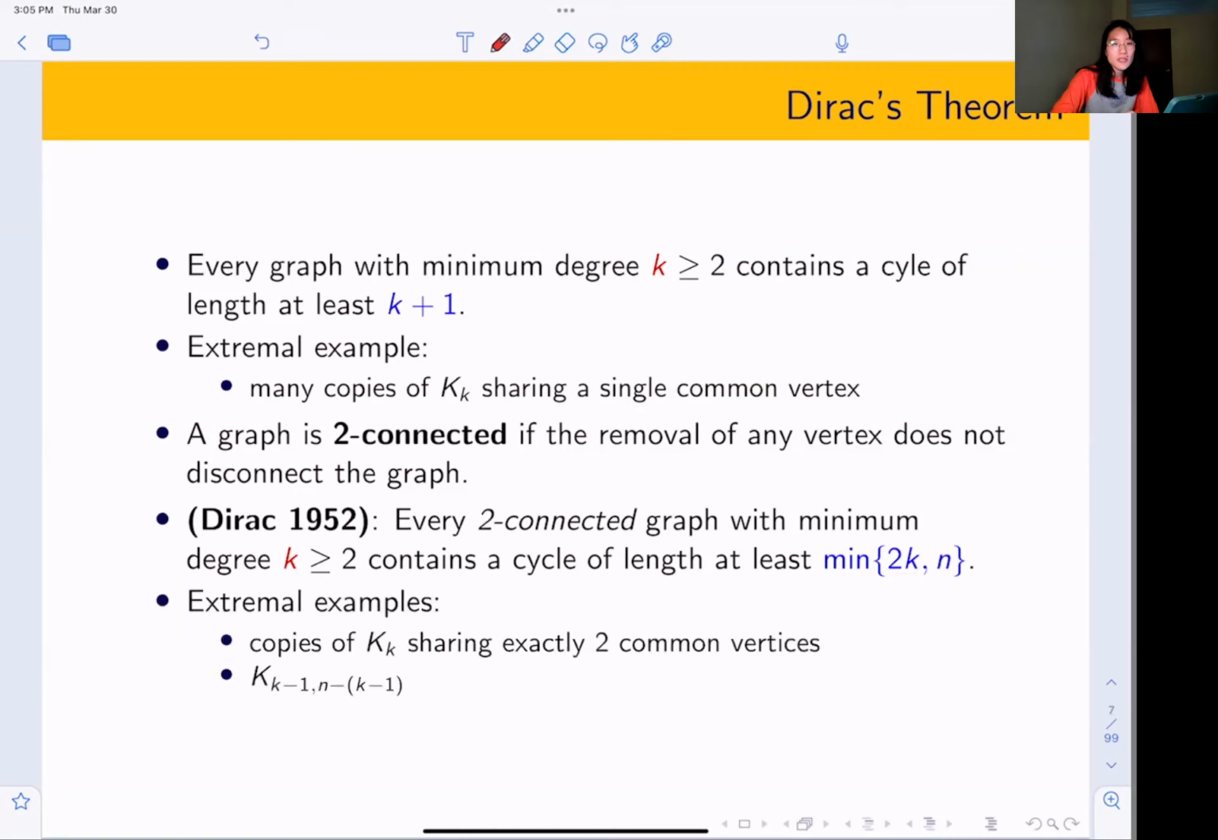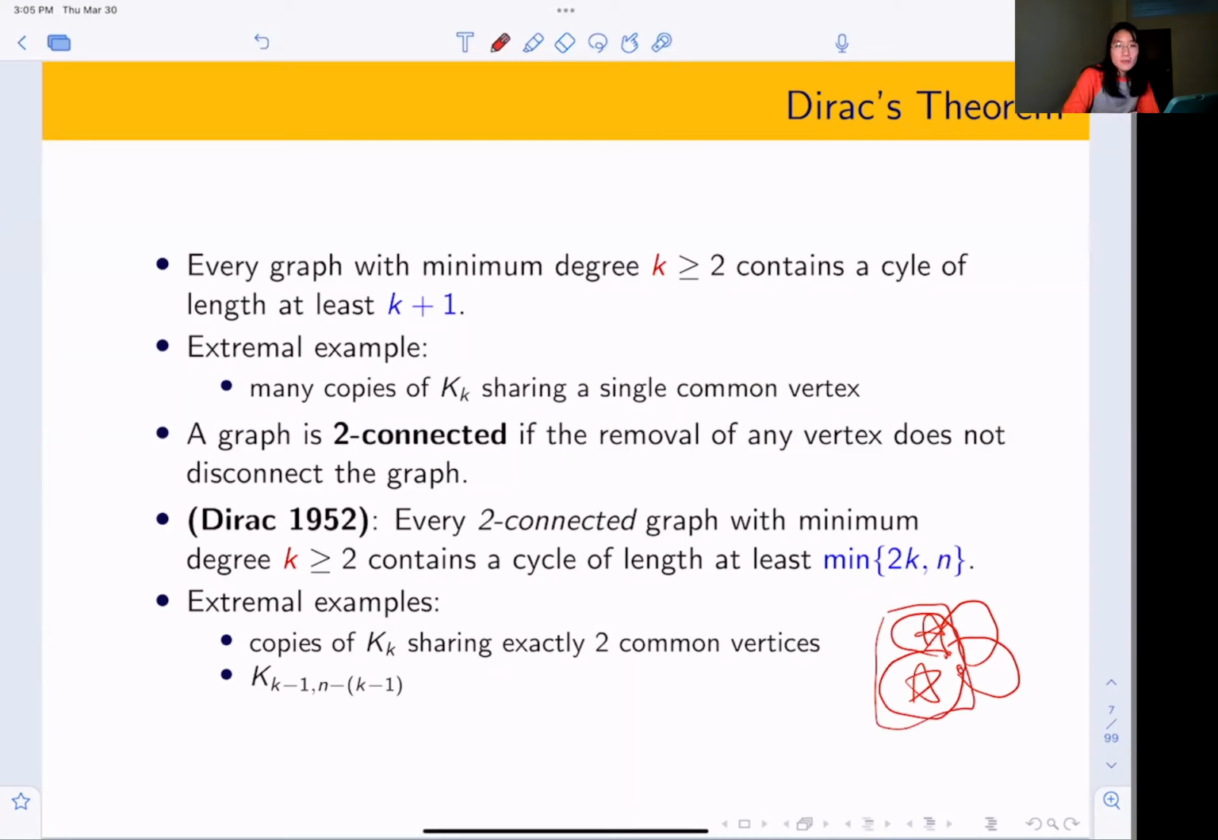And moreover, this is best possible because for the construction, I can take almost the same construction, except now I have a bunch of cliques that share exactly 2 vertices. So these are cliques of size k. And you can show here that the longest cycle contains only 2 of these cliques. So it'll have length 2k minus 2.